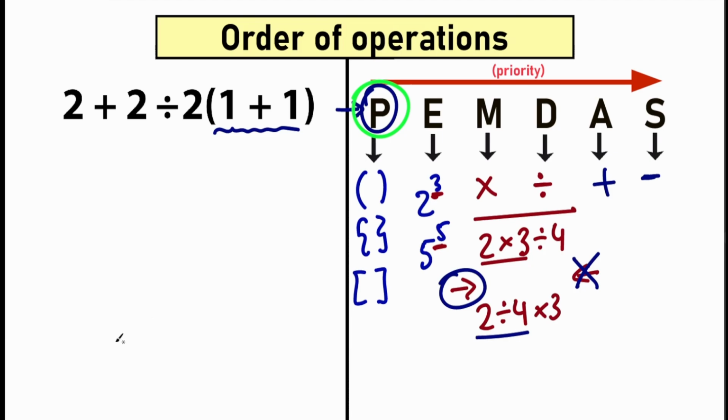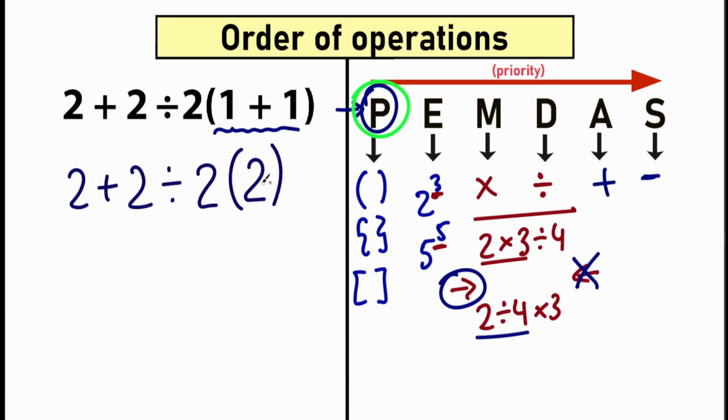So let's evaluate the expression inside parentheses. Right here we have 2 inside parentheses, and a correct way to write it is to leave these parentheses like that, because we still have them. So we have 2 plus 2 divided by 2, and we still have these parentheses. Right now, let's go to the next step. The next step after parentheses is exponent. Let's scan where we have it, maybe 2 to the power 3, 5 to the power 5, or something like that, when we have powers.